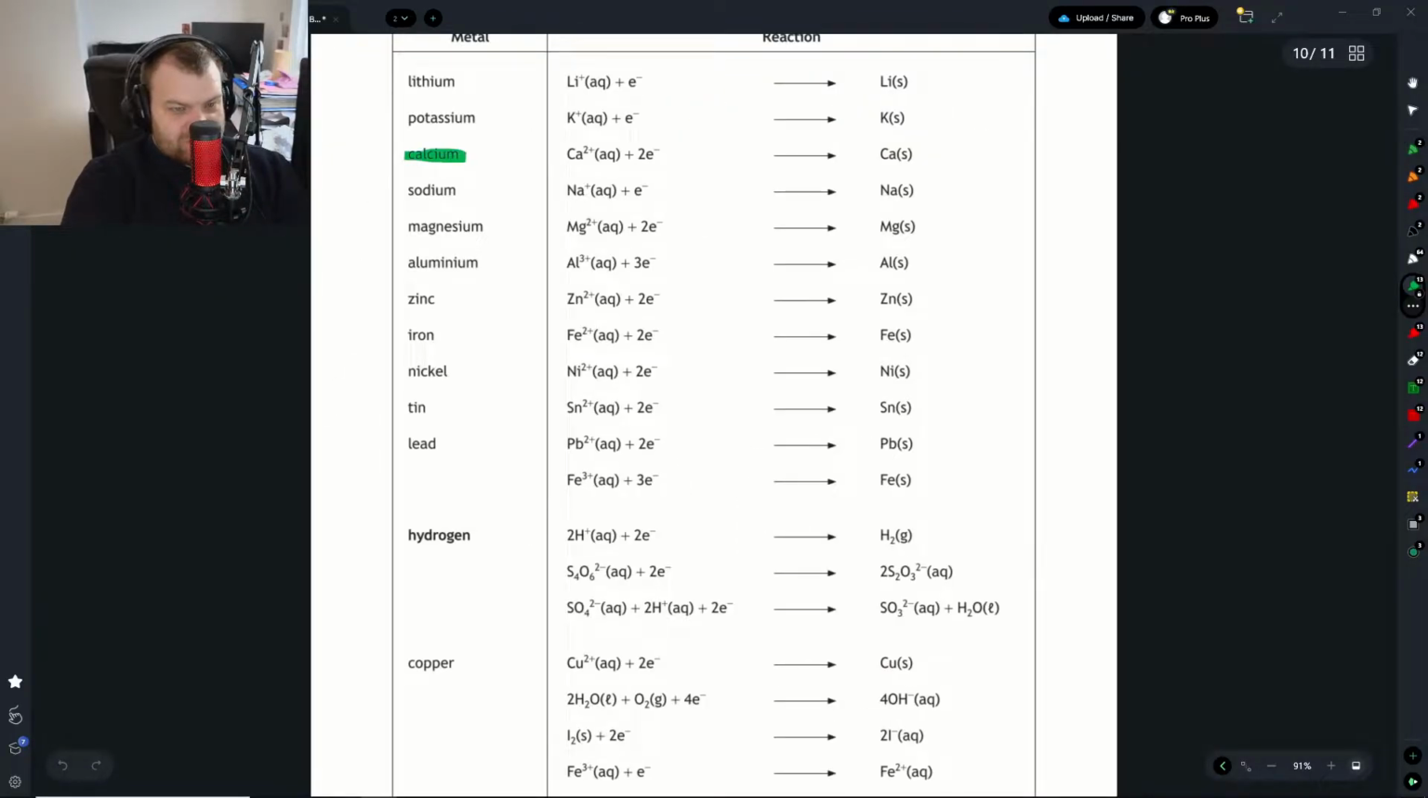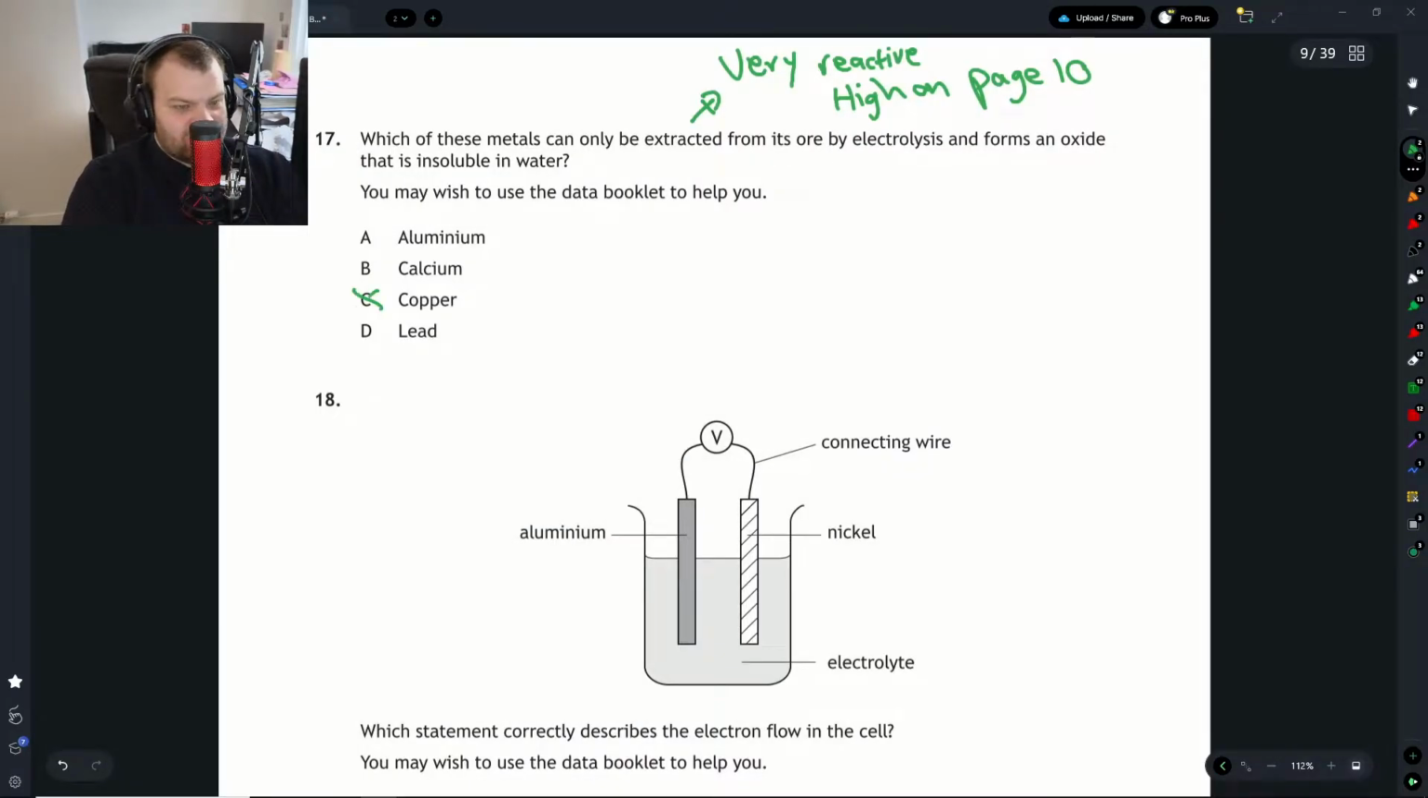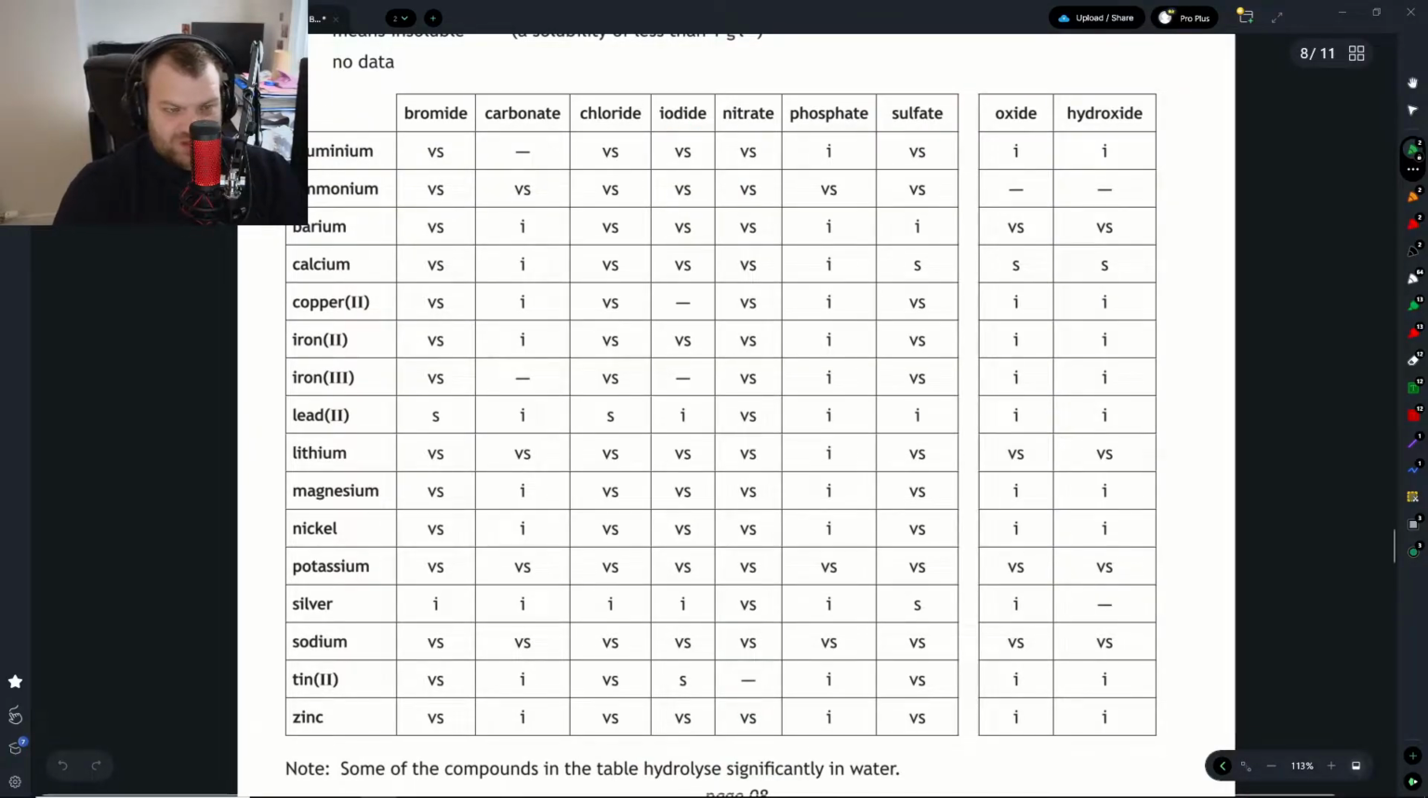Question asks us about calcium, aluminium, copper, and lead. Looking at the ones that are up near the top, that would bring me down to calcium and aluminium. This means I can rule out the other two. When you're checking if it's insoluble in water, you want to go to page number 8, and we're looking for those metal oxides. We have aluminium oxide, which is insoluble. We have calcium oxide, which would be soluble. That means that aluminium would be our correct answer.